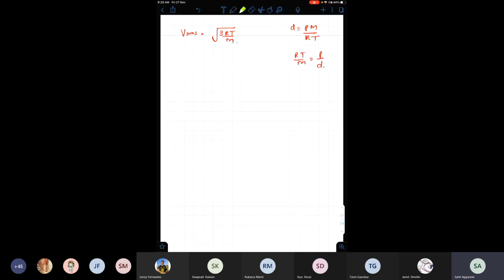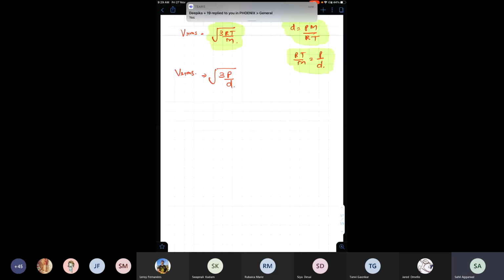So this was the formula that we were having. This also we know. So RT by M is equal to P by D. So we can also write root 3 P by D. Yes or no?